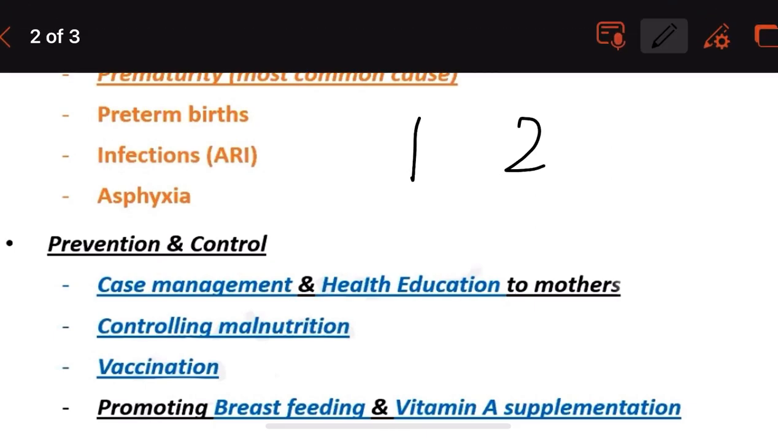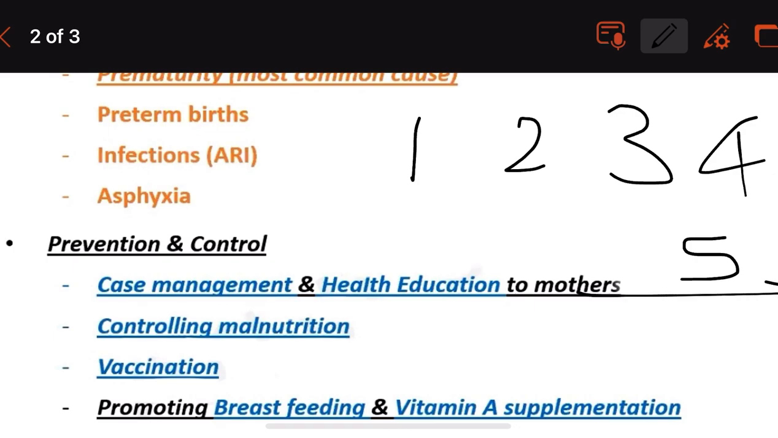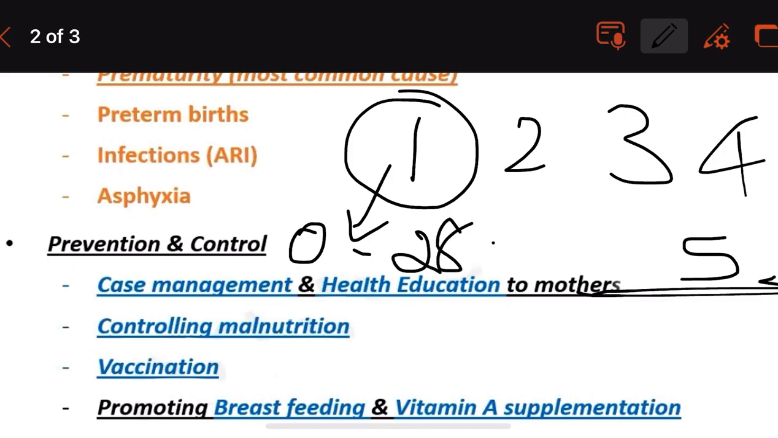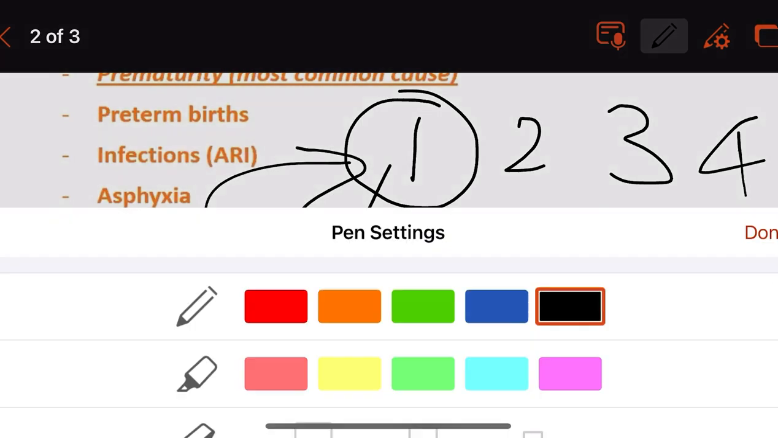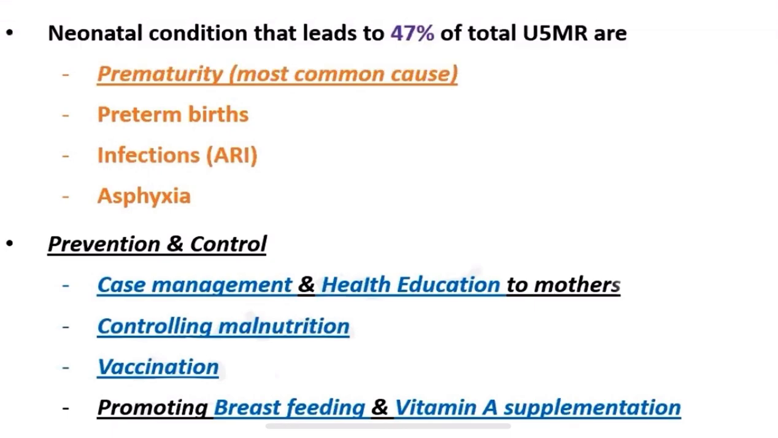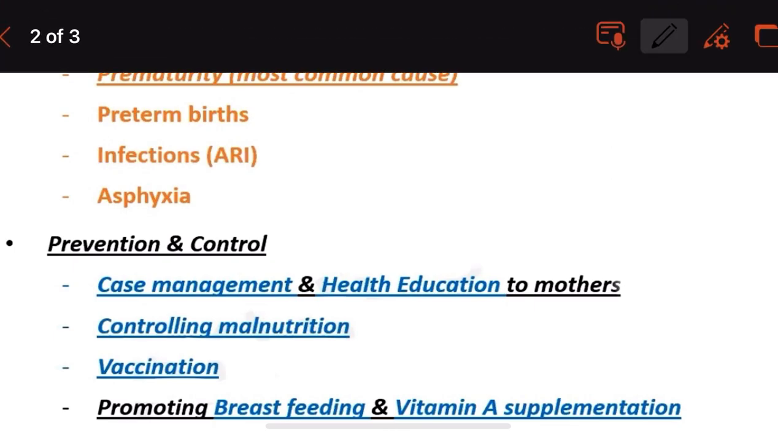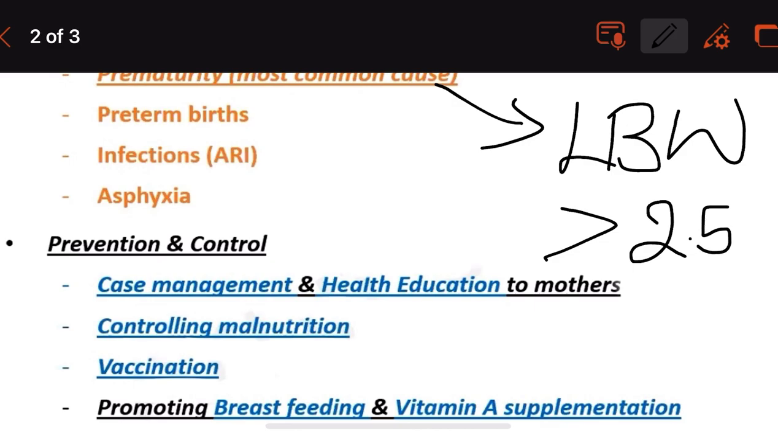So we see the first year, second year, third year, fourth year under 5. Out of this, in the first year, the neonate, 0 to 28 days, contributes about 47% of the deaths. And what are the causes of this neonatal death? Prematurity is the most common cause. We have already studied this in the neonatal mortality rate. Let us revise now. Prematurity is the most common cause, and the low birth weight baby, prematurity leading to a low birth weight baby weighing less than 2.5 kgs.